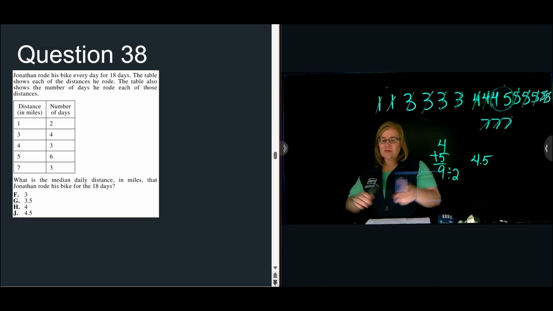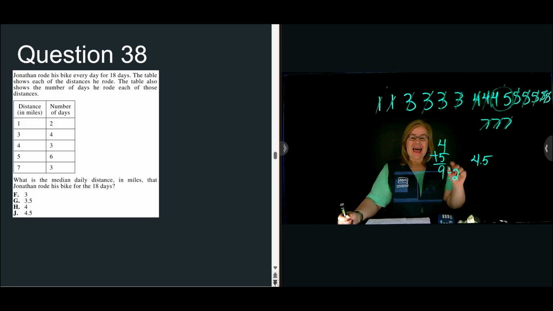And is that part of my answer? Yep. So my answer is J. That is the median of that data. Good job, guys. All right, so let's look at the next one.